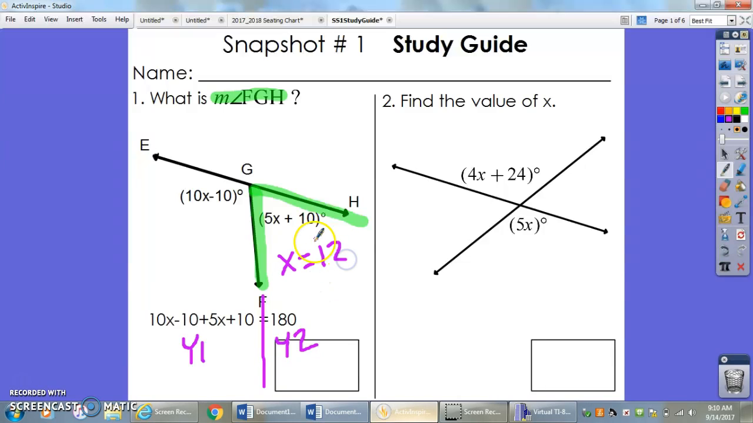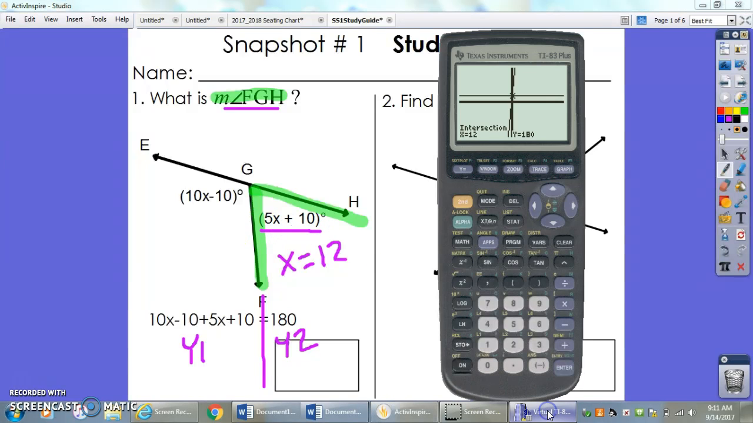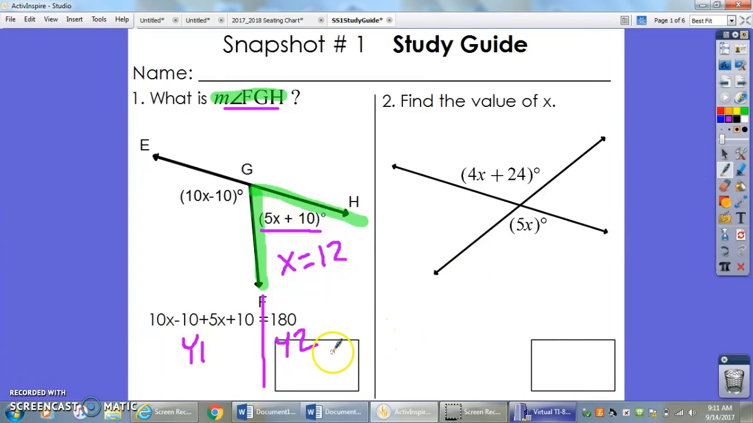All right. Now, since they want the measure of angle FGH, I'm going to go back to FGH, to 5x plus 10, and plug my 12 in. All I have to do from this part of the calculator is second quit, and then simply type in 5x plus 10. Hit enter. So my answer is 70 degrees, which is smaller than 90 like we guessed. Okay, so that's number 1.